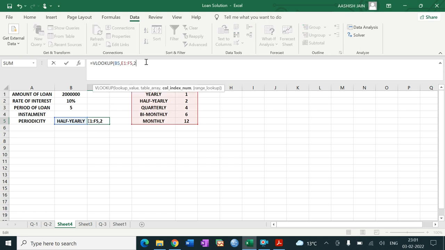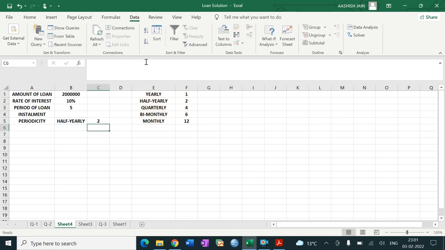Sorry, I think I have a column. Yes, sorry, 0 approximately metal mesh, yes, and then press enter. So now if I suppose change from half yearly to bi-monthly, it automatically changes the value, right? So let's make it quarterly.